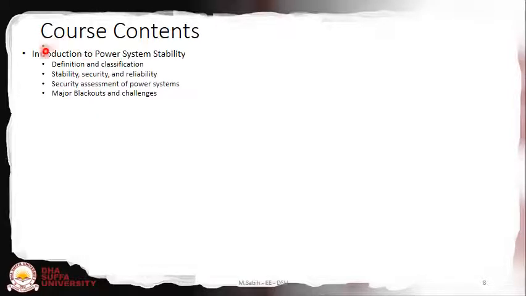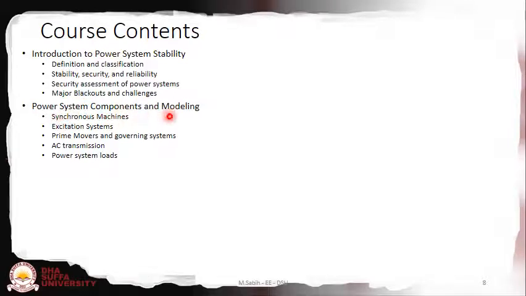selected are: the first part is about power system stability, its definition and classification. Next we will see how stability, power system security and reliability are defined and how they are different from each other. And what are the assessment methods, the security assessment methods for the power systems. And for the motivation, of course, we will see some worldwide blackouts, and especially in 2006 Pakistan also had one blackout, and in other years as well. So we will see what the challenges are.